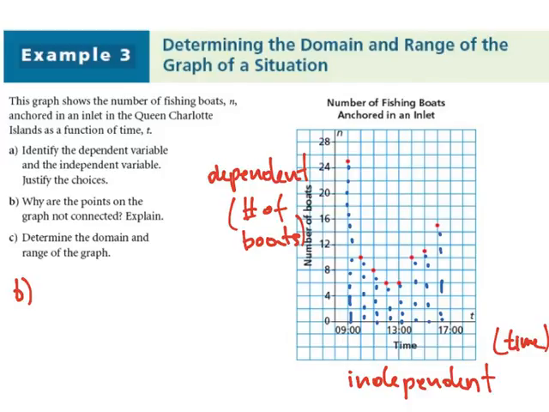If the graph was connected, that means we had to measure the boats maybe even at every second or every split second. This would cause the graph to be continuous. But because we measured every hour, the graph had to be not connected.